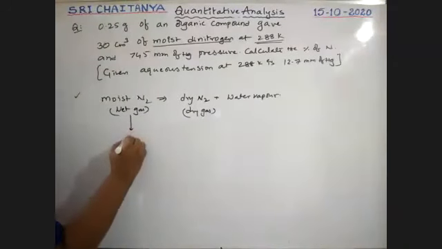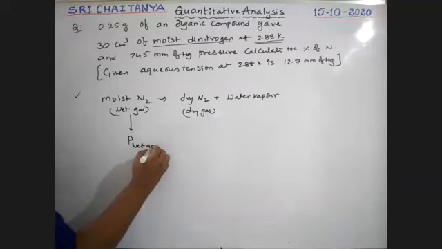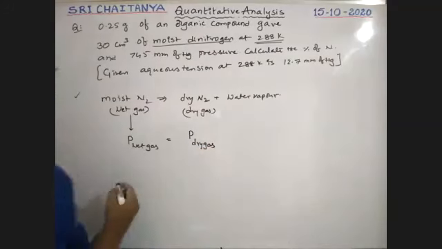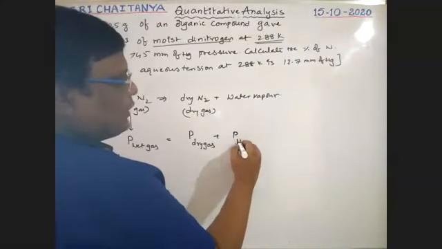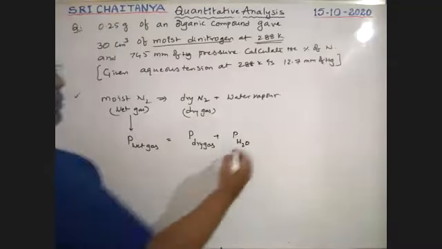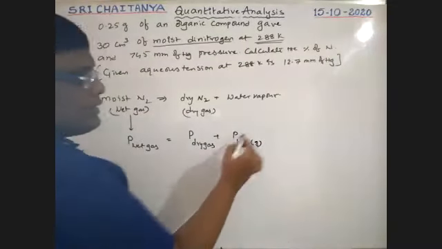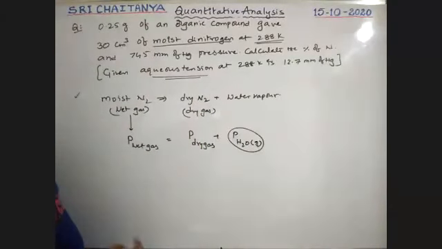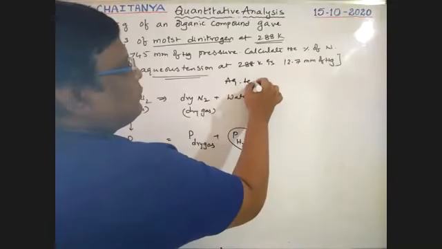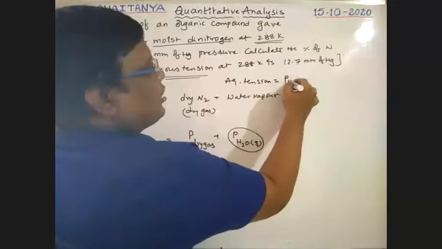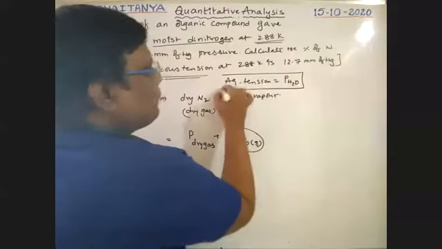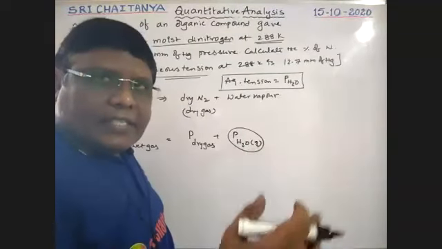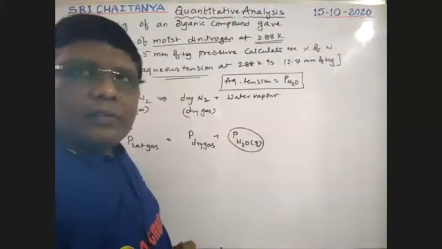Now, pressure of wet gas is equal to pressure of dry gas plus pressure of water vapor. This pressure of water vapor is nothing but aqueous tension. So aqueous tension means pressure of water vapor. Generally in chemistry, in science, it is technically called aqueous tension.